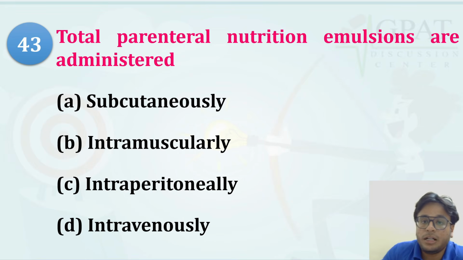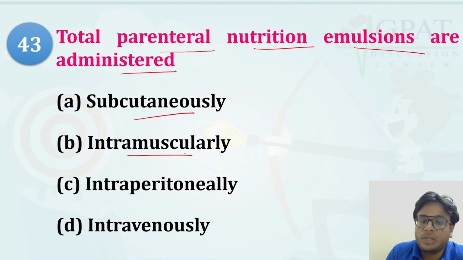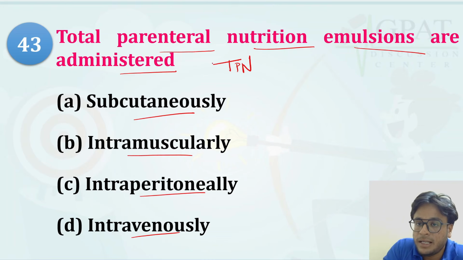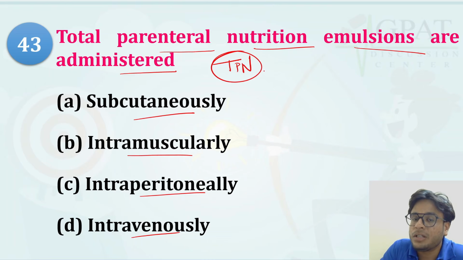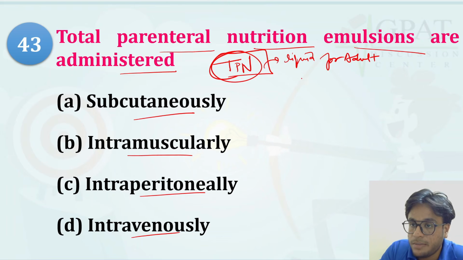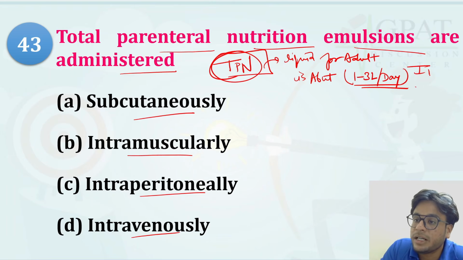Moving towards our next question: the total parenteral nutrition emulsion is administered via the subcutaneous route, intramuscular route, intraperitoneal route, or intravenous route. TPN is also known as total peripheral nutrition or total parenteral nutrition. It is a higher amount of liquid, for an adult about 1 to 3 liters a day, that is mainly given by the IV route, the intravenous route.